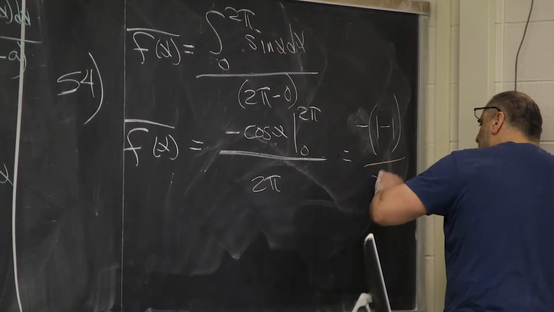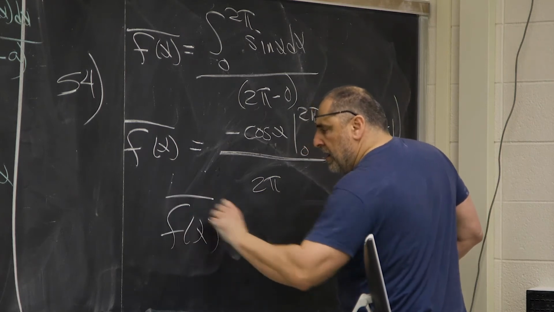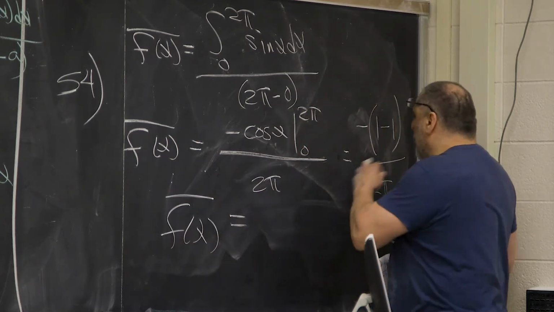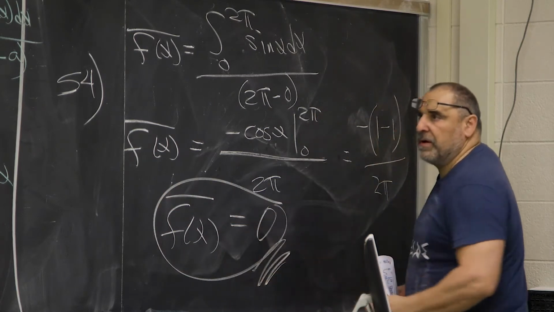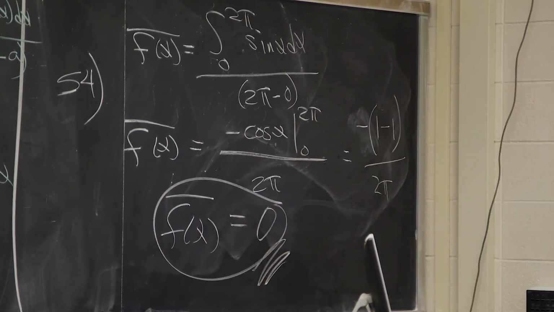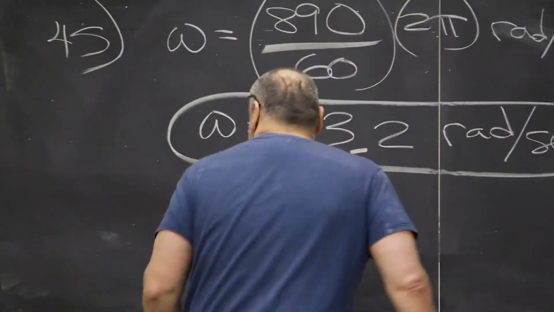You got 2 pi right here. It's going to be 0 divided by 2 pi. It is 0. The average of the sine function is that. So what's going on here?